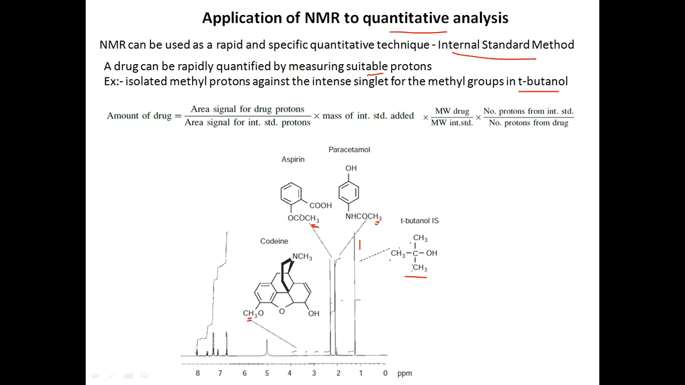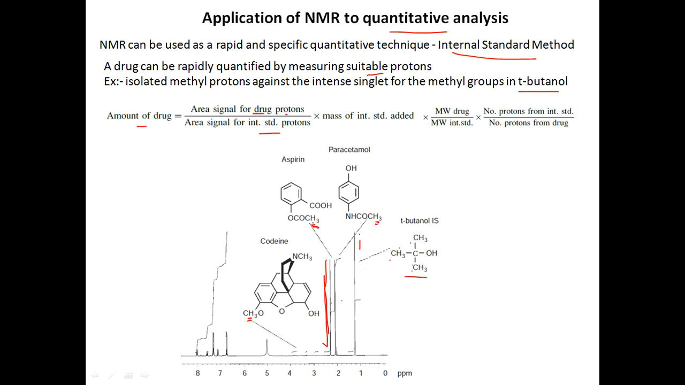So a singlet proton, the peak area under the peak, corresponds to the methyl protons, and that again depends upon the concentration of the particular sample that is being taken. So the formula applied here is: amount of drug is equal to the area of the signal of the drug proton. That is, if you take aspirin as the drug, how much is the area under the curve for that particular methyl proton for aspirin, divided by the area of the signal of the internal standard.